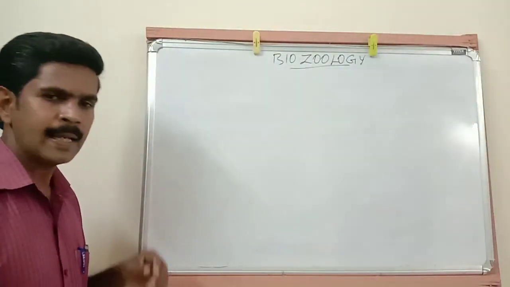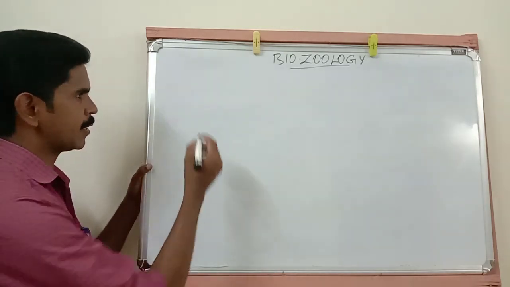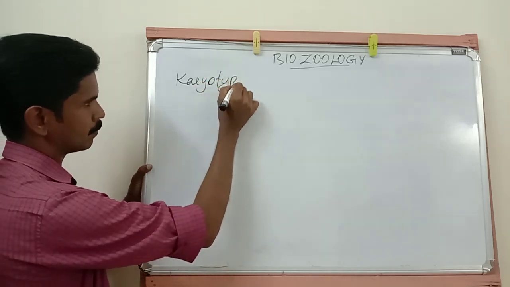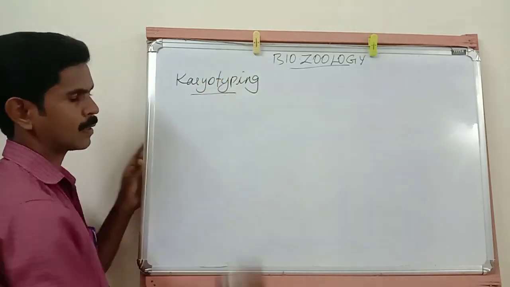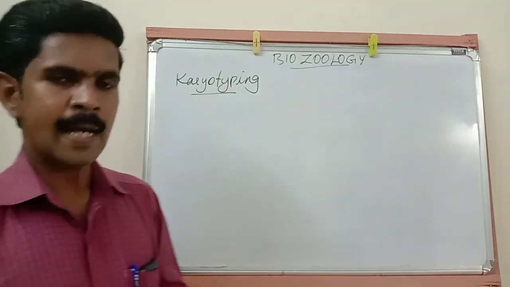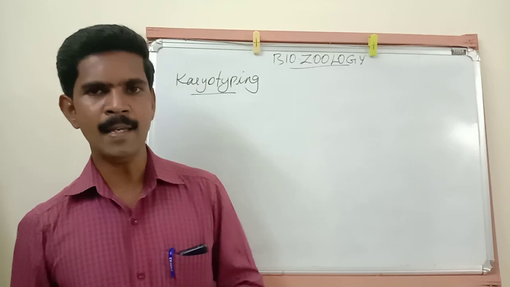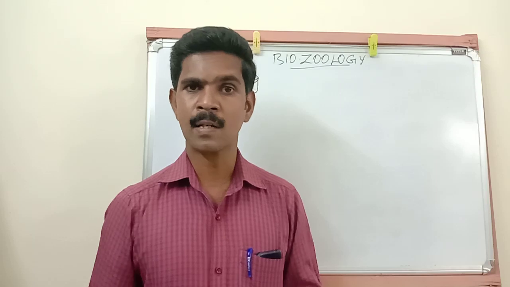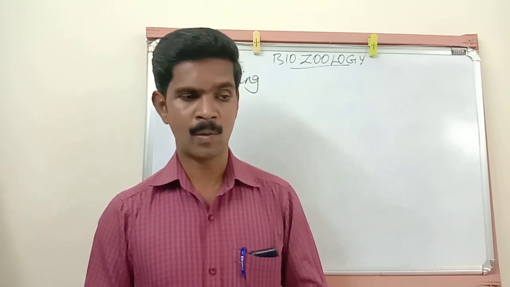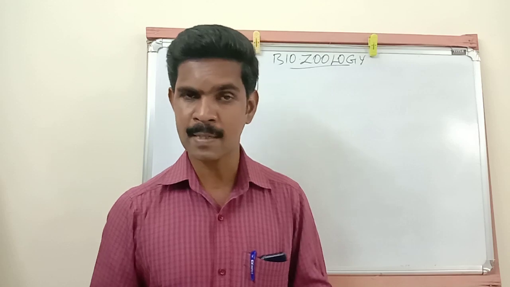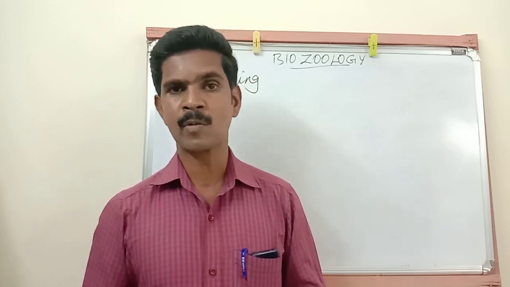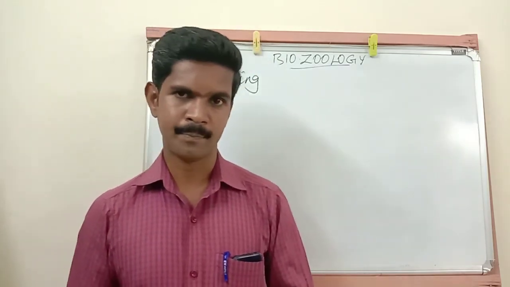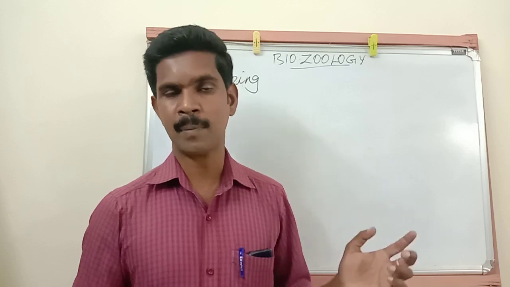Then our next topic is karyotyping. Listen very carefully. Karyotyping is a technique. With the help of this technique, we can separate the complete set of chromosomes from our body cells. You all know there are 46 chromosomes present in our body cells. All these 46 chromosomes can be separated from our cell by using this karyotyping technique.